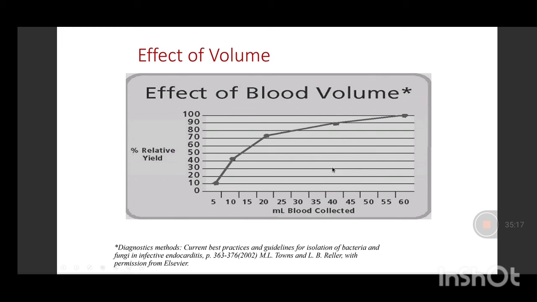It has to be optimum volume. The more the volume subjected to blood culture, the more is the chance of getting the diagnosis. However, the ratio of blood and broth, 1:5, that is a minimum ratio, needs to be maintained. So that needs to be looked into.